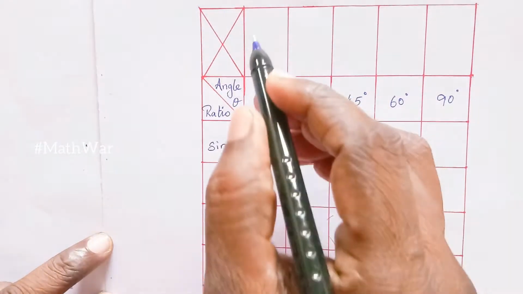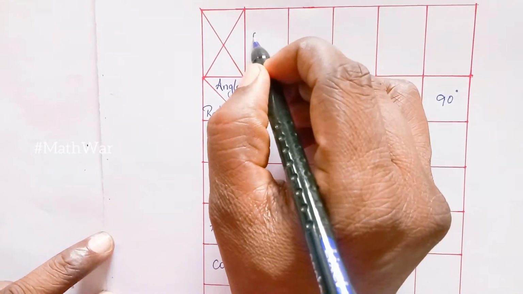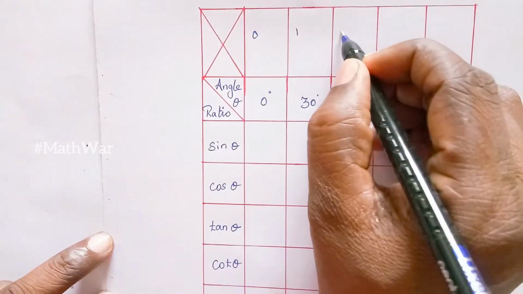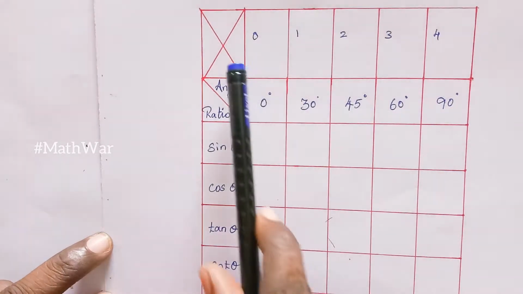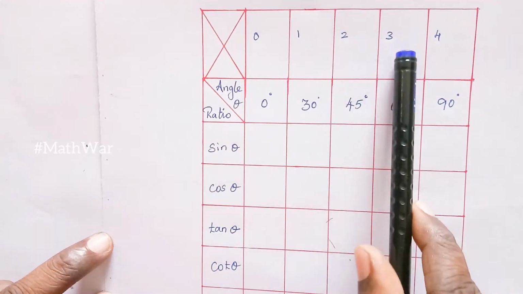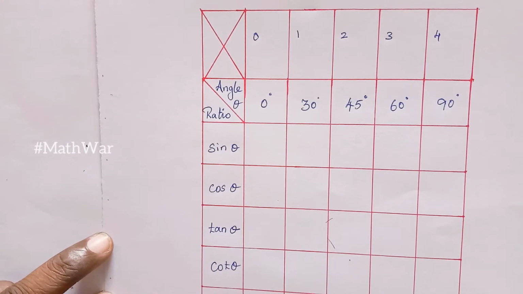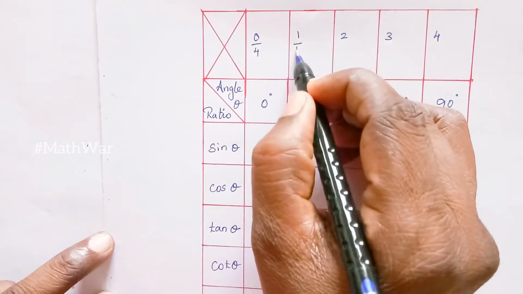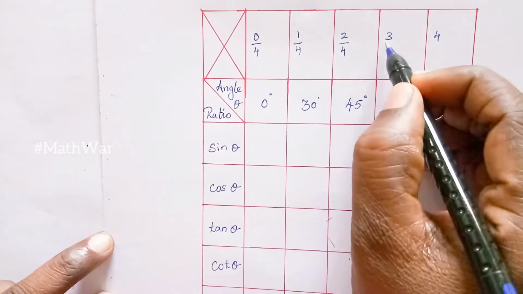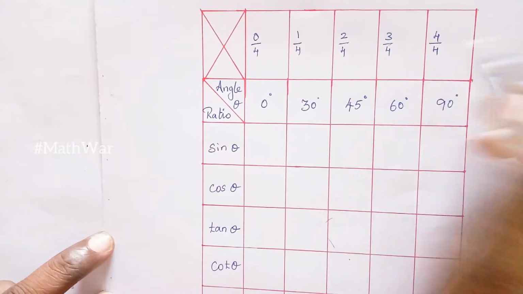Actually, you should start with this place as 0. Here 1, 2, 3 and 4. You should give the values as 0, 1, 2, 3 and 4. Now we should divide everywhere by 4: 0 by 4, 1 by 4, 2 by 4, 3 by 4 and 4 by 4.